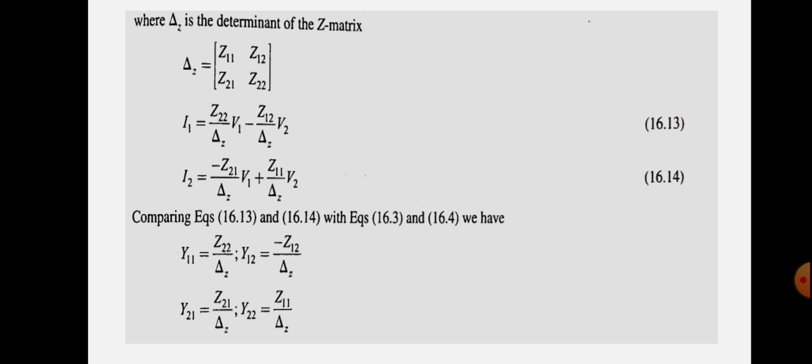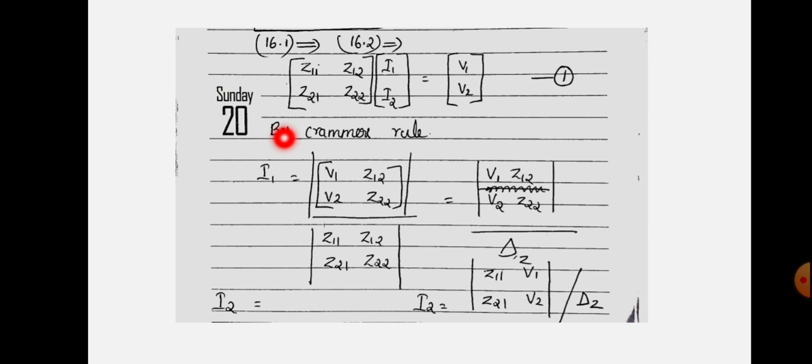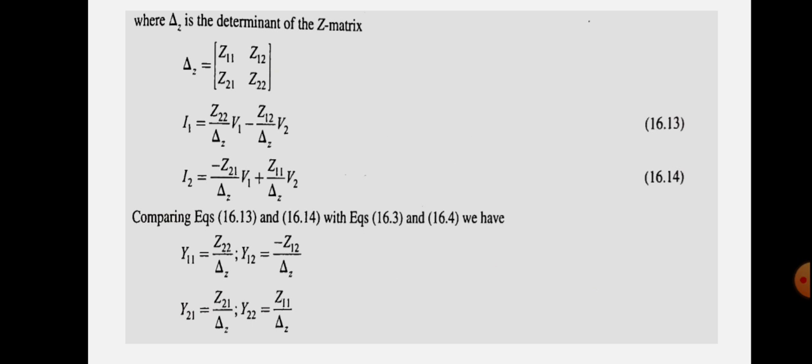So now you have different equations for I1 and I2. I1 can be solved by cross multiplying and finding the determinant, that is V1 into Z22 minus Z12 into V2, divided by delta Z. Similarly, I2 will be equal to Z11 into V2 minus V1 into Z21, divided by delta Z. So instead of I1, you can write Z22 by delta Z into V1 minus Z12 by delta Z into V2.